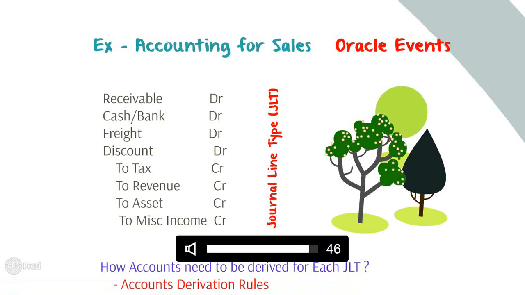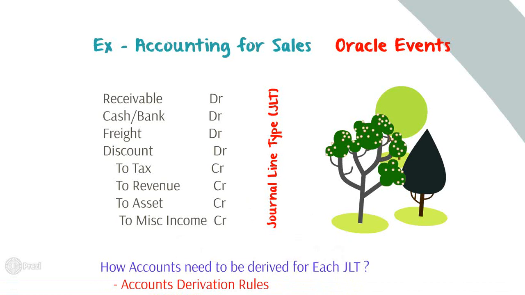Okay, so till now what we understood? The journal will be passed only when there is an event. So in Oracle also there is an event. Below the event there comes a journal line type, and along with the line type we give the rules how to derive the accounts for this line type.